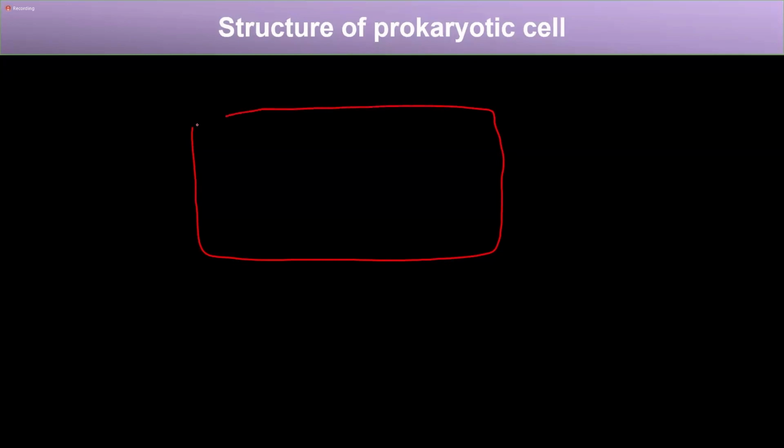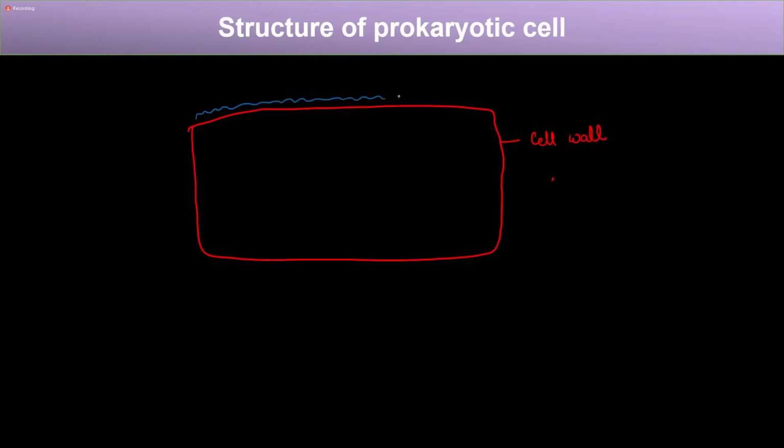Now, we'll study how a bacteria looks like. Just like in our last lecture we saw how a cell looks like, now we'll see how a typical prokaryotic cell looks like. The typical prokaryotic cell has an outer boundary. This is the boundary of a prokaryotic cell, that is called the cell wall.